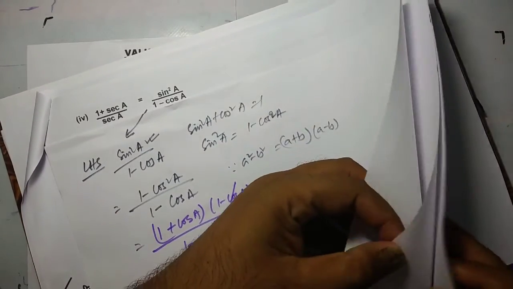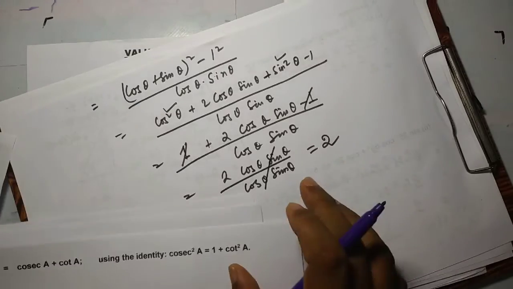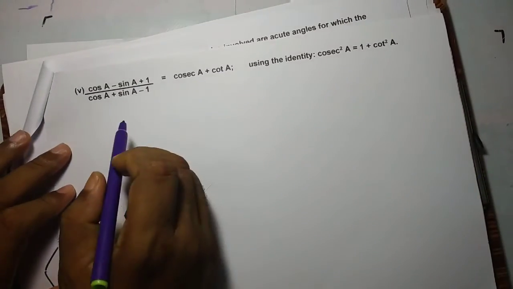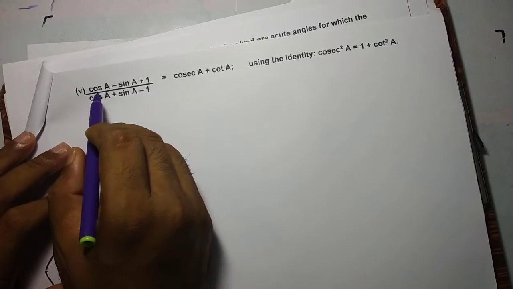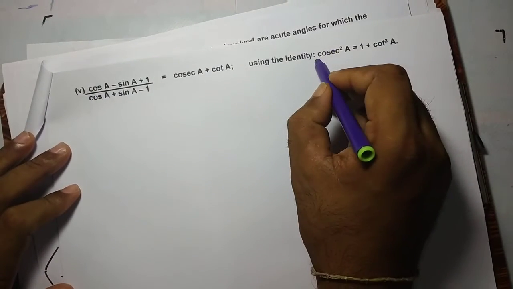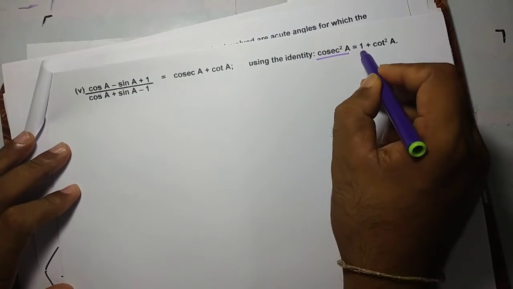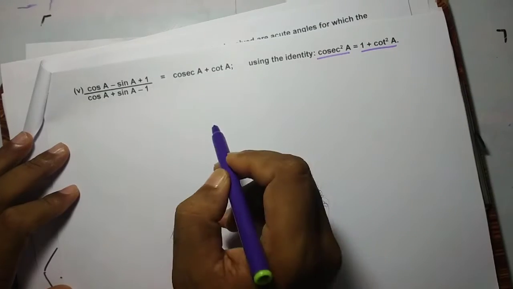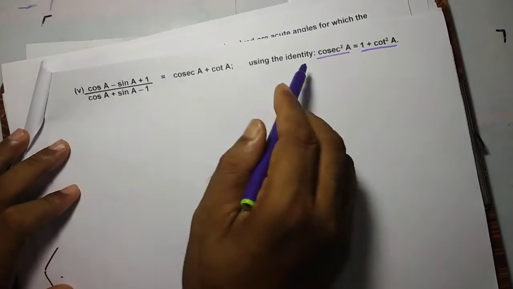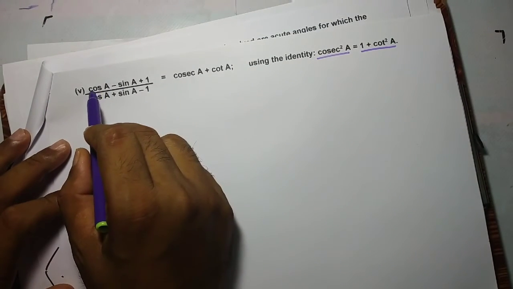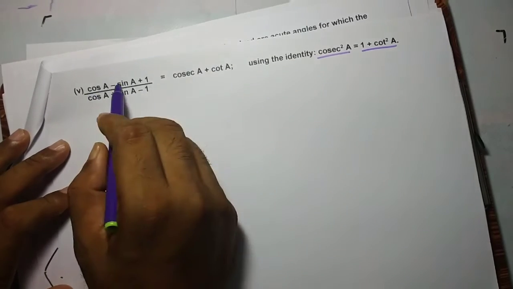So now the next question. Next question is a little bit tricky, and they are saying you have to use this one: cosec square A equal to 1 plus cot square A. This identity you need to use. So we will just consider here, it is not here cos A sin A, so we will convert it into cosec A and cot A.